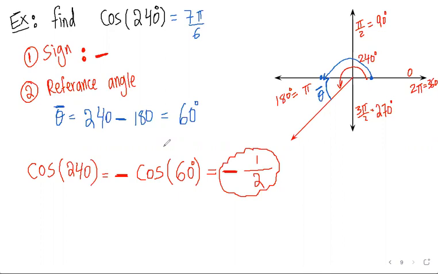Any question? Is it clear? Is it clear how to find the value for the cosine function? Okay, so let me give you another example. One more example.